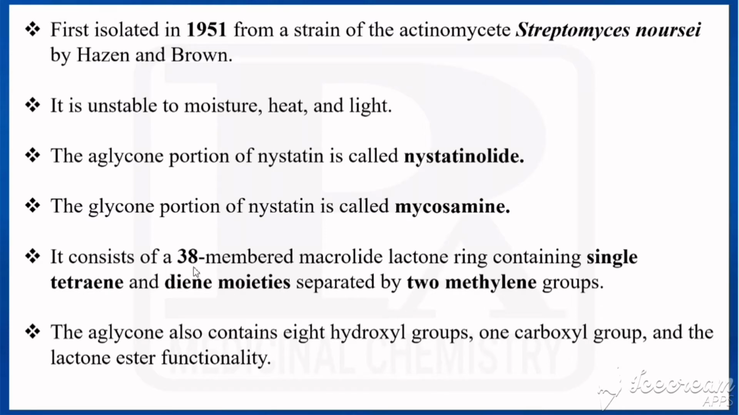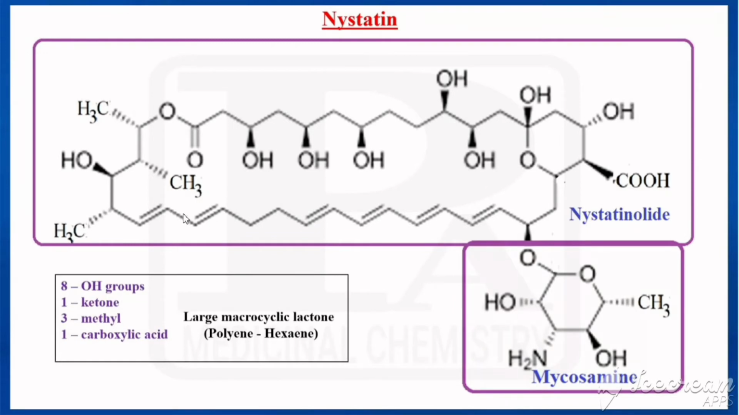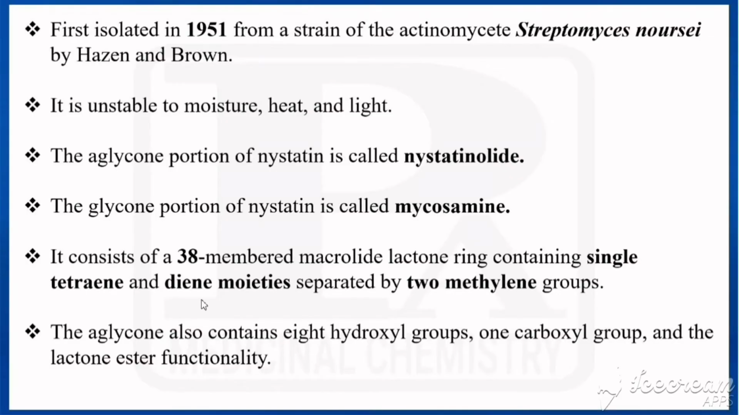This is also a 38 membered one. We have studied this in the introduction of polyenes, no? So it has a 38 membered macrolide lactone containing a single tetraene and diene moieties, and those two are separated by means of two methylenes. Okay, look at this. So two double bonds here, here 4 double bonds. Here 4, here 2, and those two are connected by means of 2 methylene. So it is having a single tetraene, so 4 bonds, and diene, 2 bonds. They are separated by 2 methylene groups.